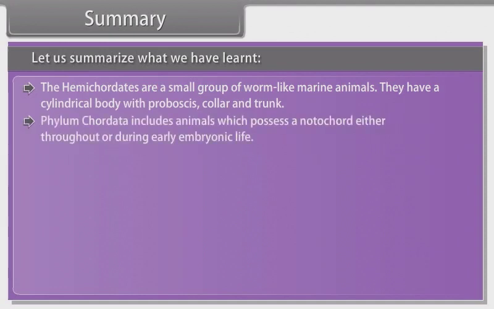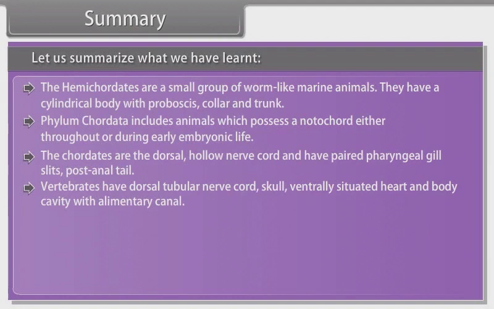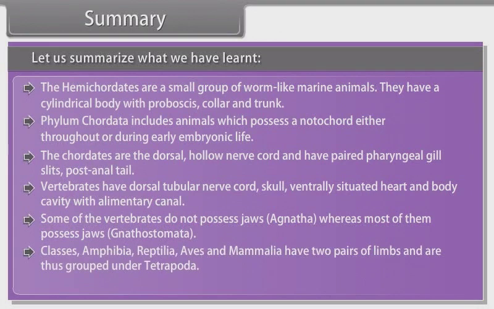Phylum Chordata includes animals which possess a notochord, either throughout or during early embryonic life. Chordates have a dorsal hollow nerve cord, paired pharyngeal gill slits, and a post-anal tail. Vertebrates have a dorsal tubular nerve cord, skull, ventrally situated heart, and body cavity with alimentary canal. Some vertebrates do not possess jaws, Agnatha, whereas most of them possess jaws, Gnathostomata. Classes Amphibia, Reptilia, Aves, and Mammalia have two pairs of limbs and are thus grouped under Tetrapoda.